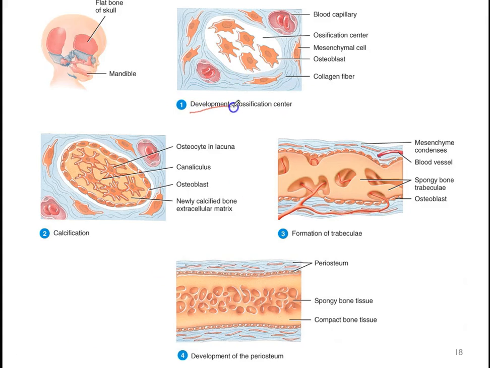So in this first one, you can see these mesenchymal cells. Here's a mesenchymal cell. Here's one. Here's one. Now these right here, they were mesenchymal cells. However, they differentiated and they became osteoblasts.